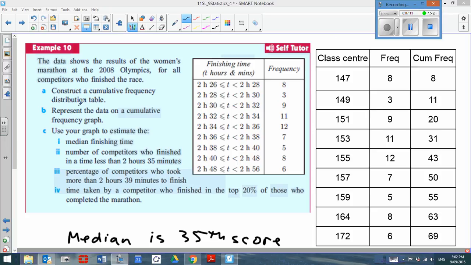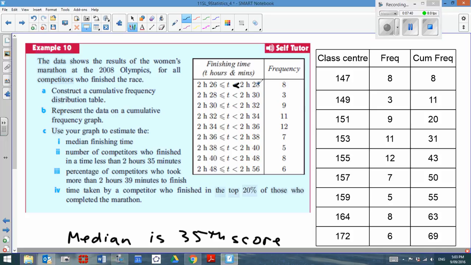So to prepare for next class, I'm going to get you started on example 10 from your textbook, and then I'll let you try to finish it off. You are given the finishing times for the 2008 Olympics women's marathon, and you notice the way that the intervals are set out, times between 2 hours and 26 minutes and 2 hours and 28 minutes. But this is strictly below 2 hours and 28 minutes. So we're including anybody who did hit 2 hours and 28 minutes in the next interval. So we include the lower end, but we do not include the upper end. And this is our frequency for each of the intervals.